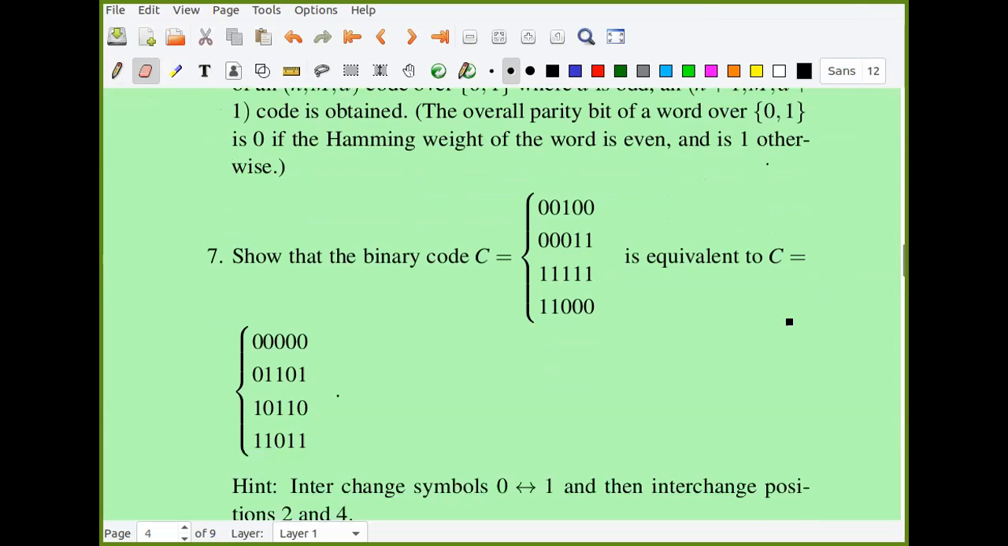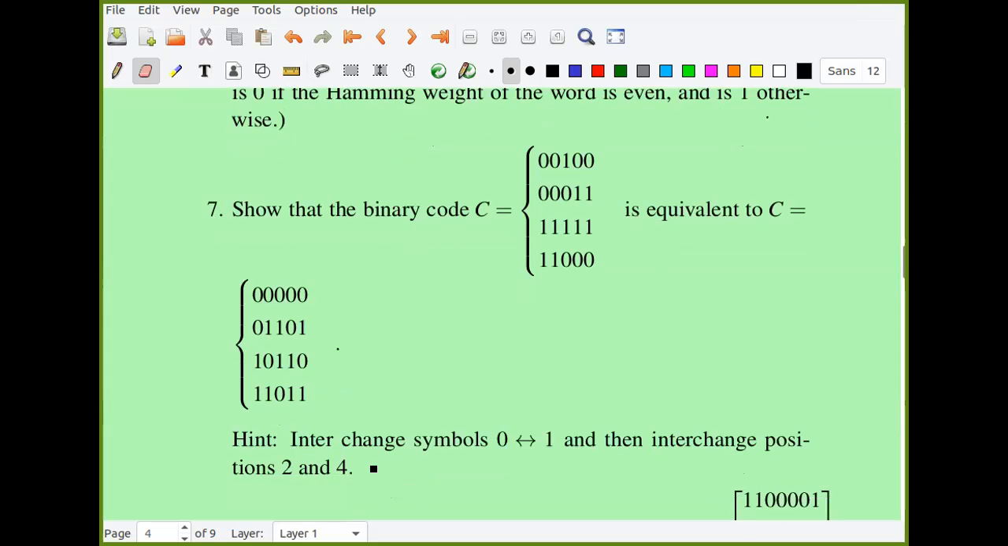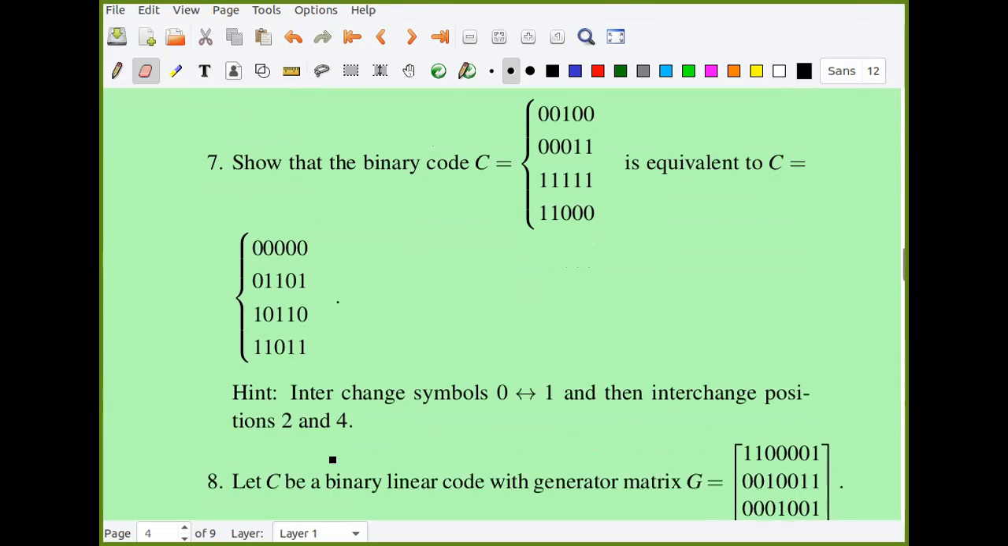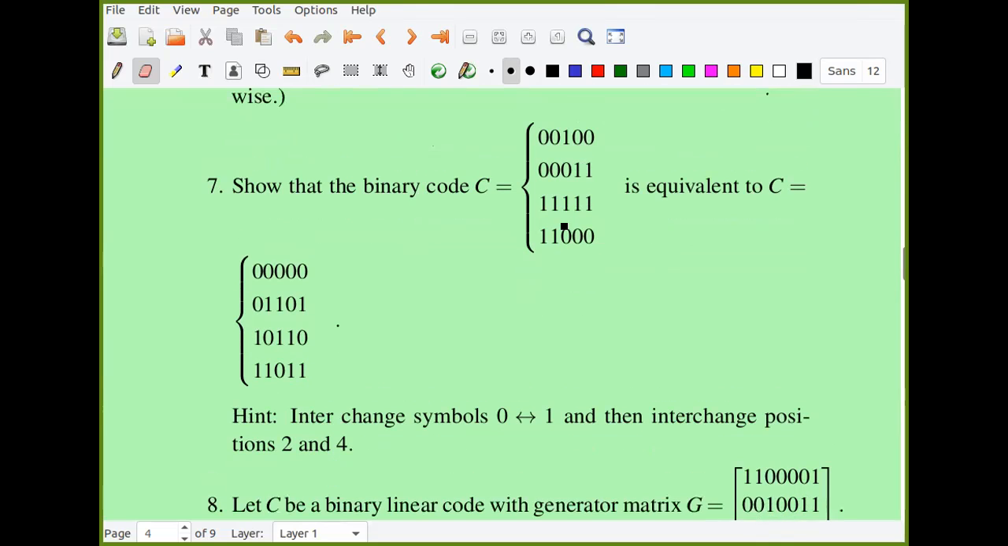Now look at this code, which is equivalent to this code. So how do you do that? We want to show that it's equivalent to this. See, I'm interchanging 0 and 1, and interchanging the positions of 2 and 4. Is it clear?